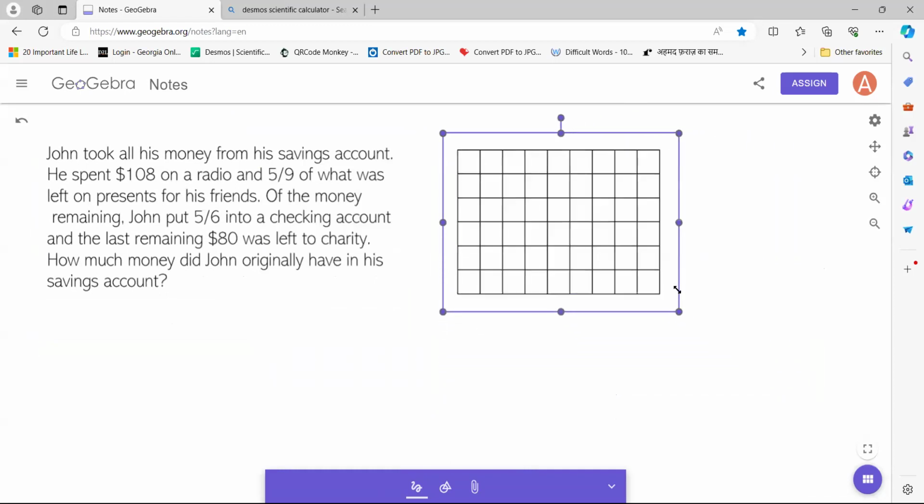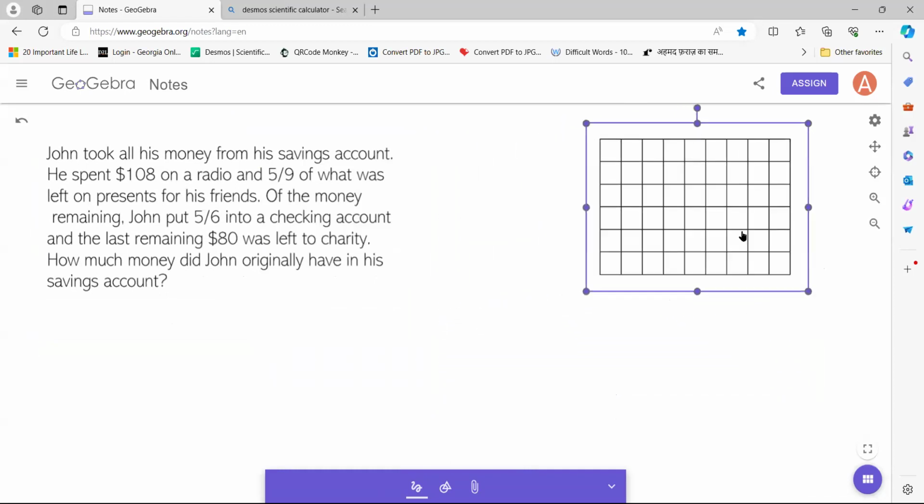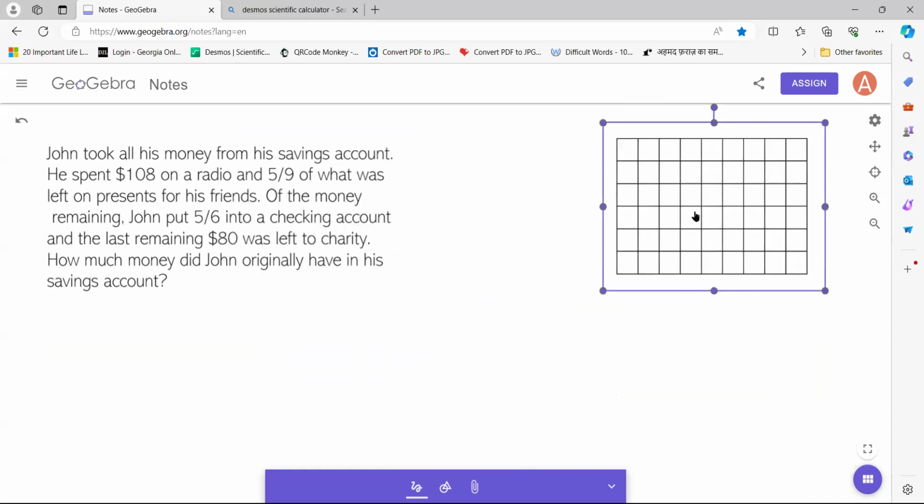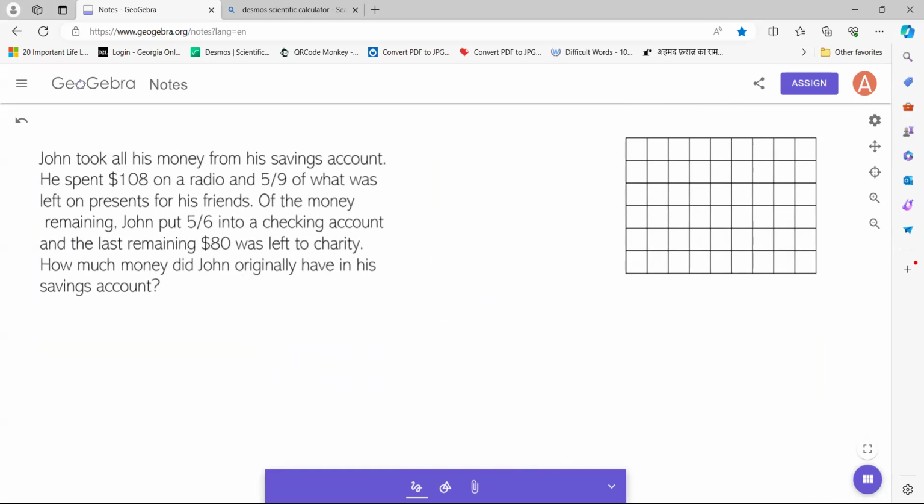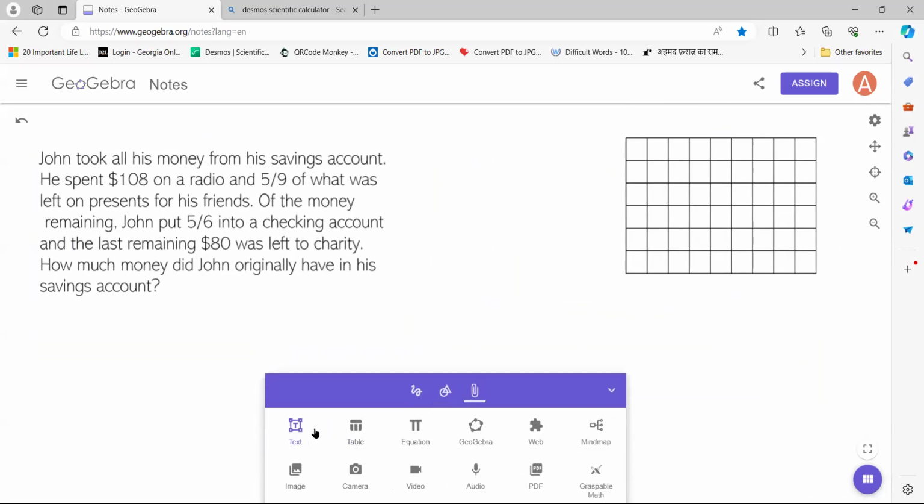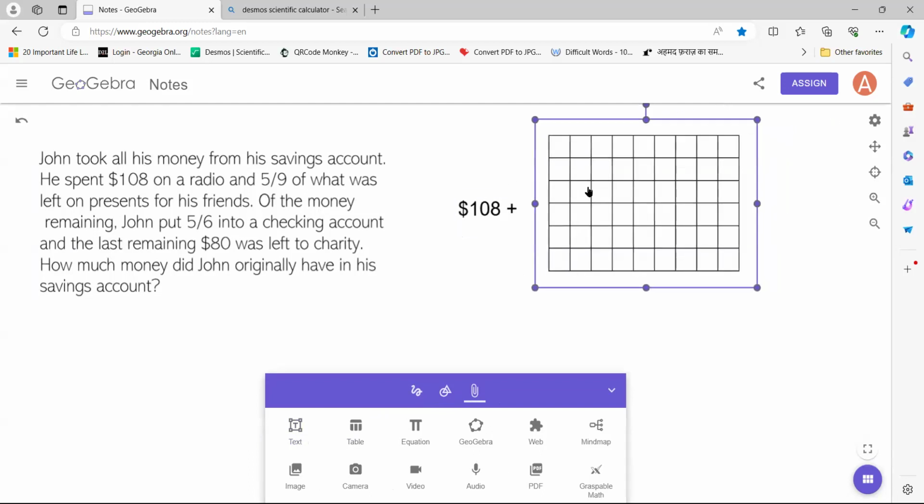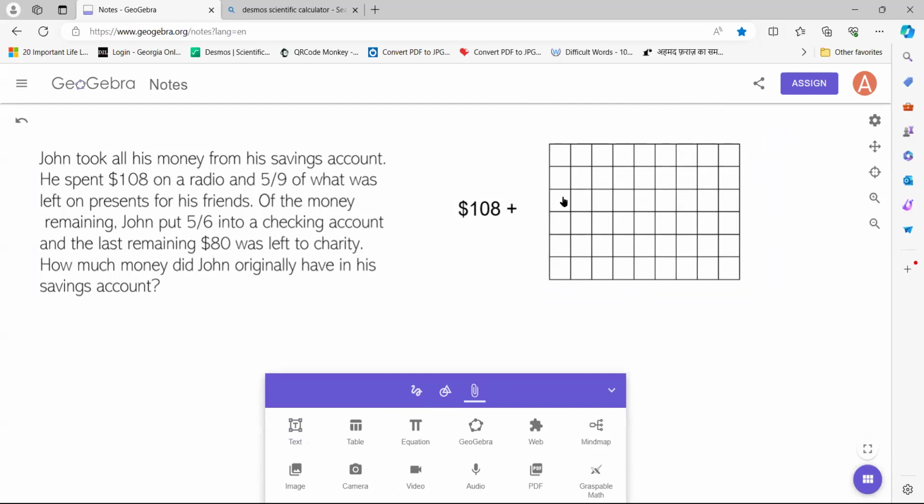Here, I have a 6 by 9 array, a rectangle that's 6 units by 9 units. I'm going to use this to represent a part of John's money, the part that's unknown. I know John had at least $108, but he actually had more than $108. So I'm going to assume John had $108 that he spent on his radio, and he had some more, right? And that more is my 6 by 9 rectangle. One, two, three, four, five, six. One, two, three, four, five, six, seven, eight, nine.